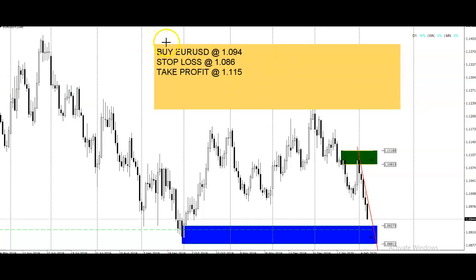So pause the screen now. That's the trade setup. Buy Euro USD at 1094, stop loss at 1086, and take profit at 1115.